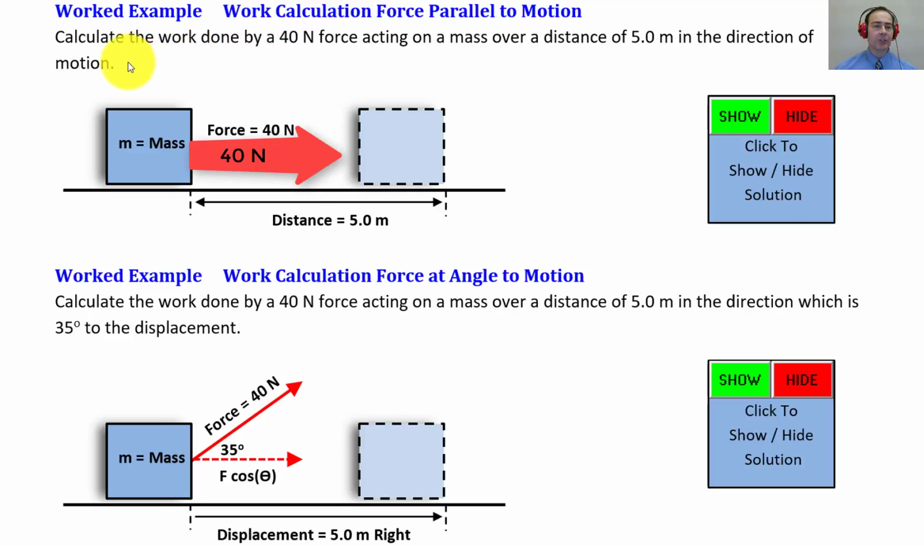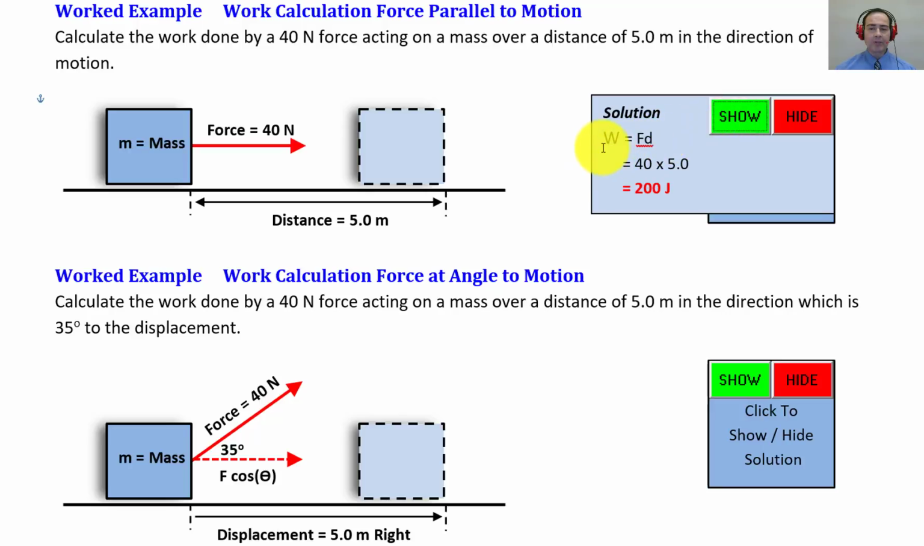So let's look at the first of these two examples, which asks us to calculate the work done by a 40 Newton force acting on a mass over a distance of 5 meters in the direction of motion. As I indicated, force is parallel to motion, so to calculate this we simply use the formula work equals force multiplied by distance. Doing that, we've got 40 newtons multiplied by a distance of 5 meters, and that gives us 200 newton meters or 200 joules.